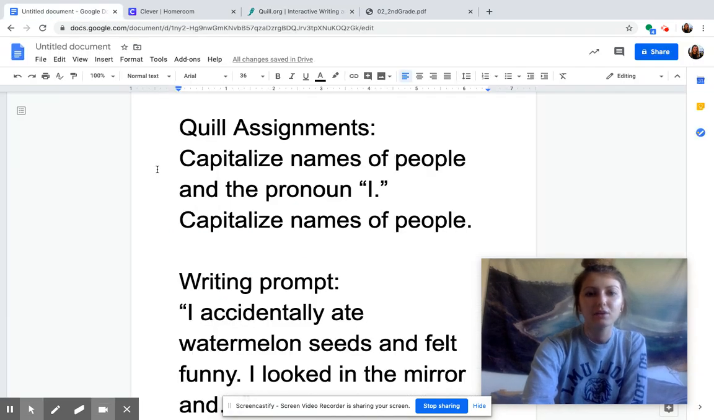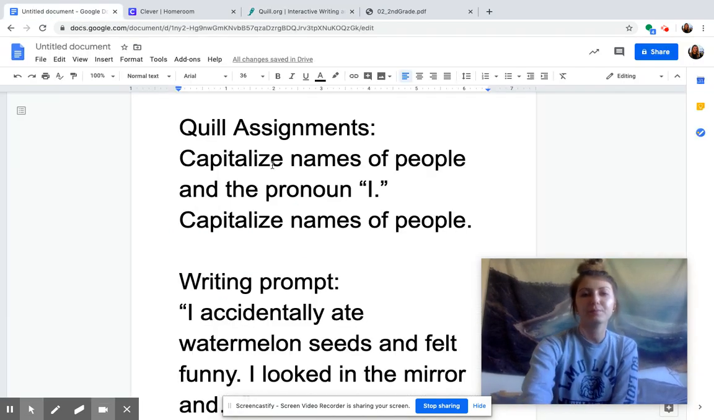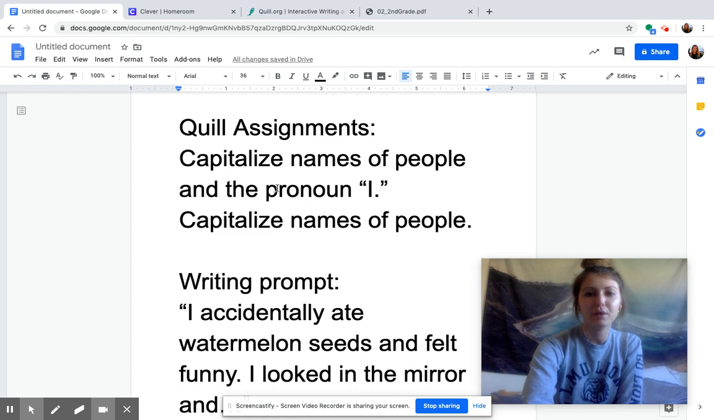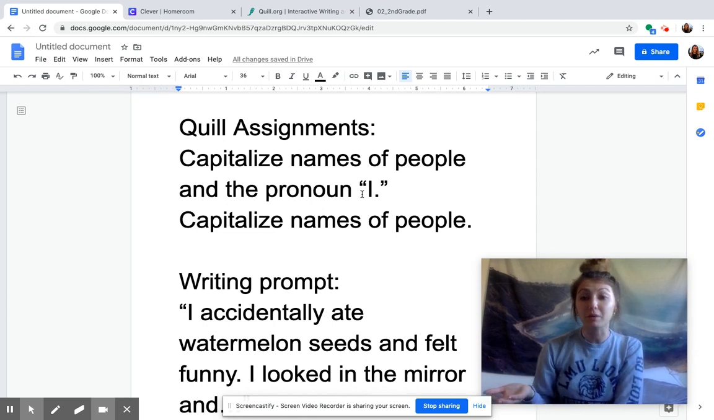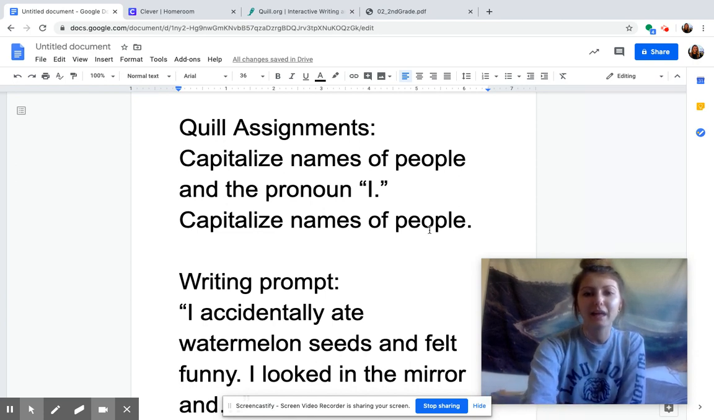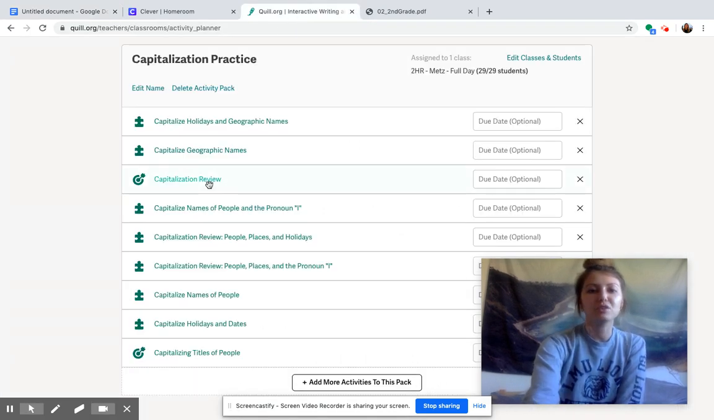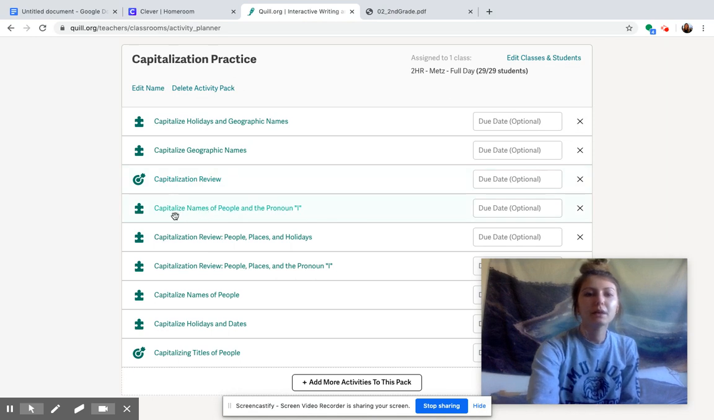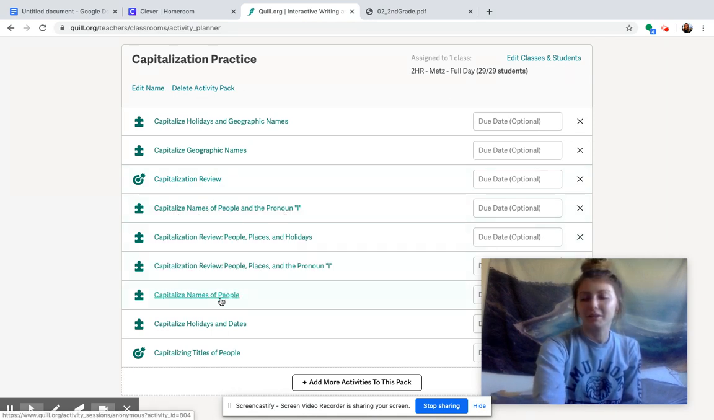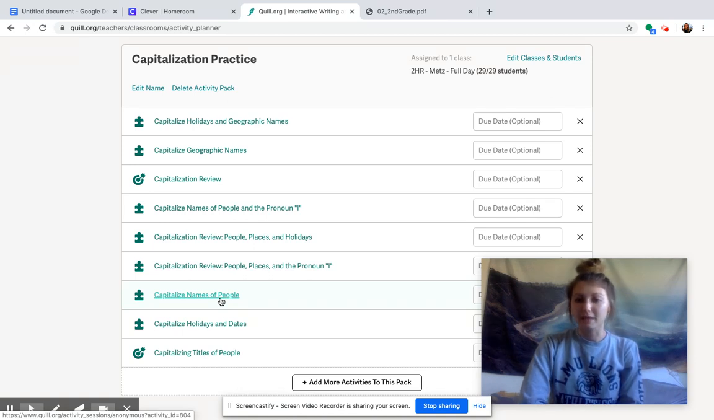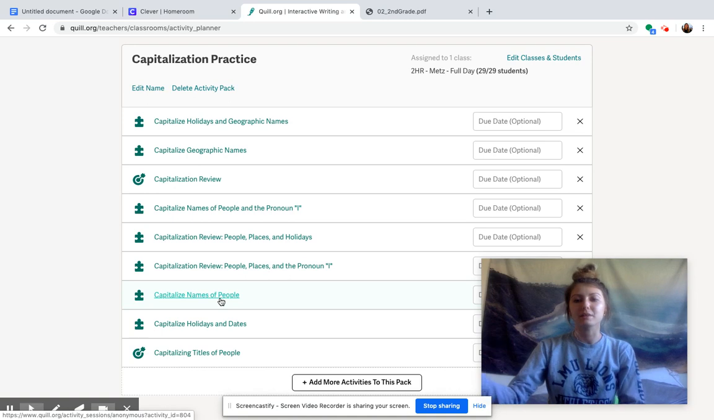For today, you are only working on these two. Capitalize names of people and the pronoun I. That's what we worked on together today. And capitalize names of people. Also what we worked on today. You'll see them in your packet here. You'll work on those two assignments today. If you'd like to do more, you can, but I'm going to tell you which ones we'll do throughout the rest of this week.